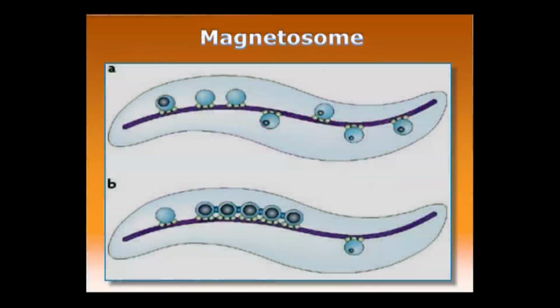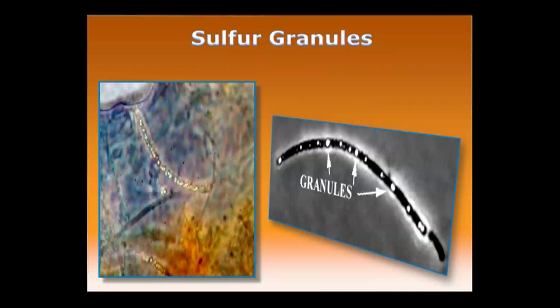Magnetosome. Again we find another inclusion body which is made of crystals of magnetite and it helps during the course of magnetotaxis of the bacteria. Sulfur granules are made of elemental sulfur. The electrons are passed from the H2S, and these sulfur granules are again the reservoir of the elemental sulfur which is needed for the redox reaction of the prokaryotic cell.